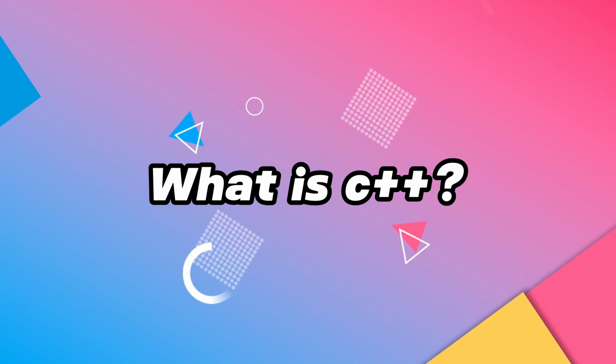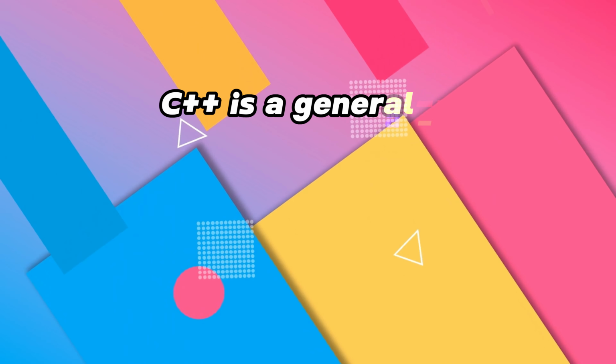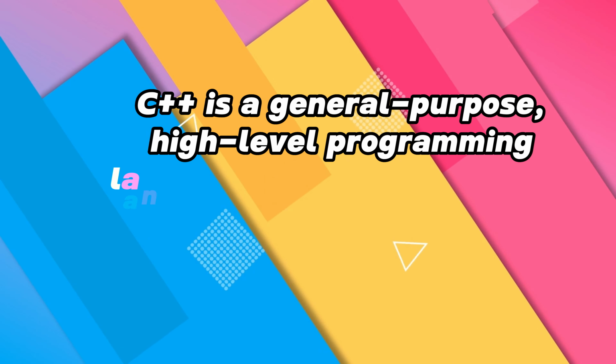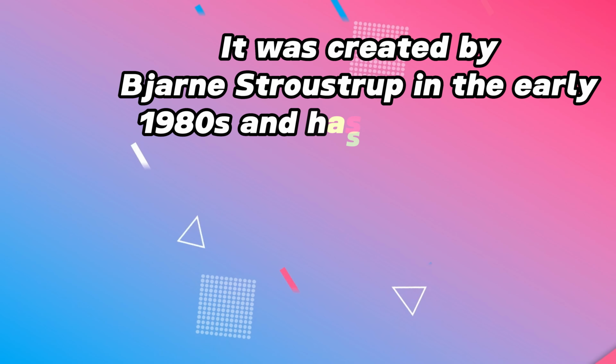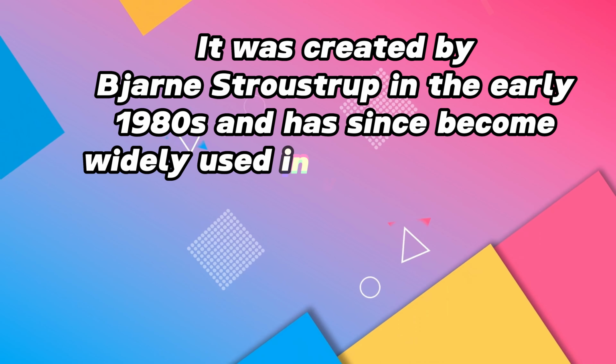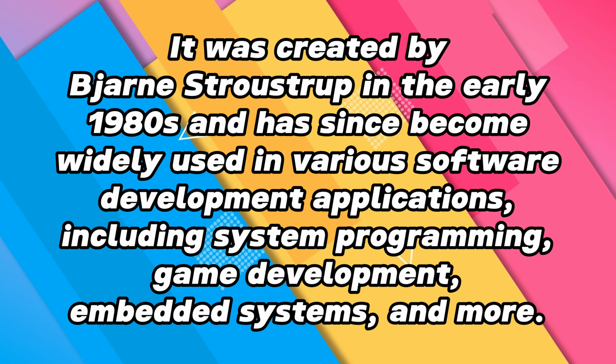What is C++? C++ is a general-purpose, high-level programming language that was developed as an extension of the C programming language. It was created by Bjarne Stroustrup in the early 1980s and has since become widely used in various software development applications, including system programming, game development, embedded systems, and more.